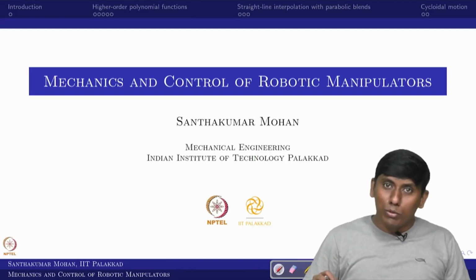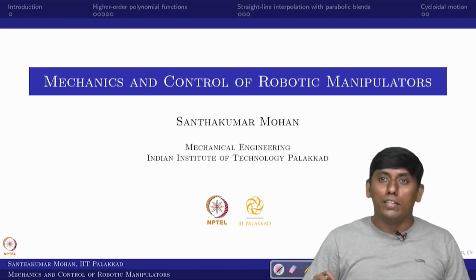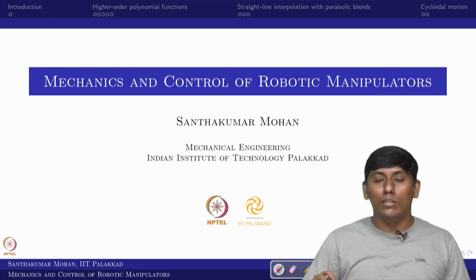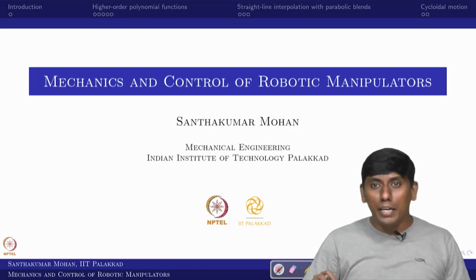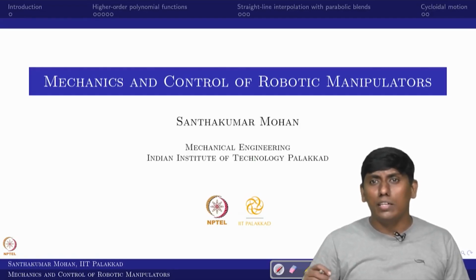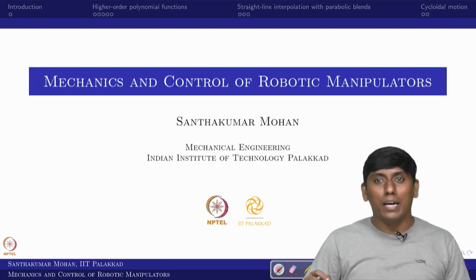Hi, welcome back to Mechanics and Control of Robotic Manipulator. In the last lecture we have seen what is trajectory and how to generate a trajectory using cubic polynomial. At the end of the lecture itself, I gave a small limitation of the cubic polynomial, which has no control over the initial and final acceleration, or straight away you can say no control over the acceleration.